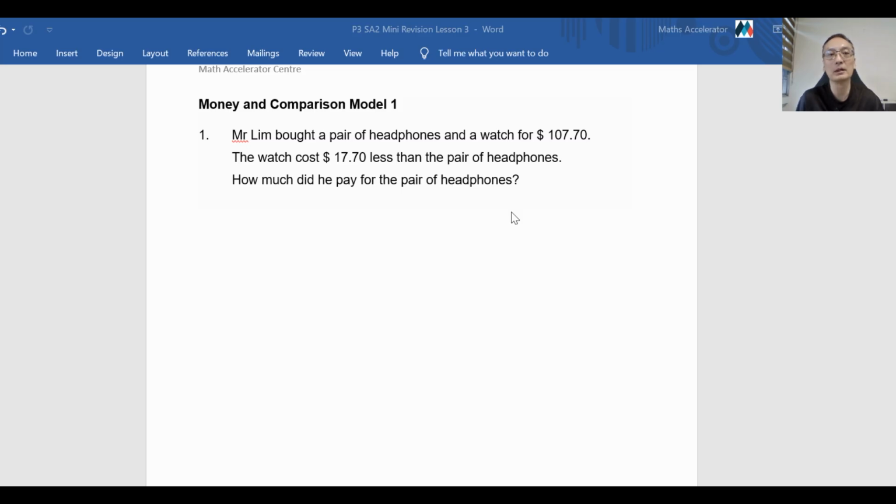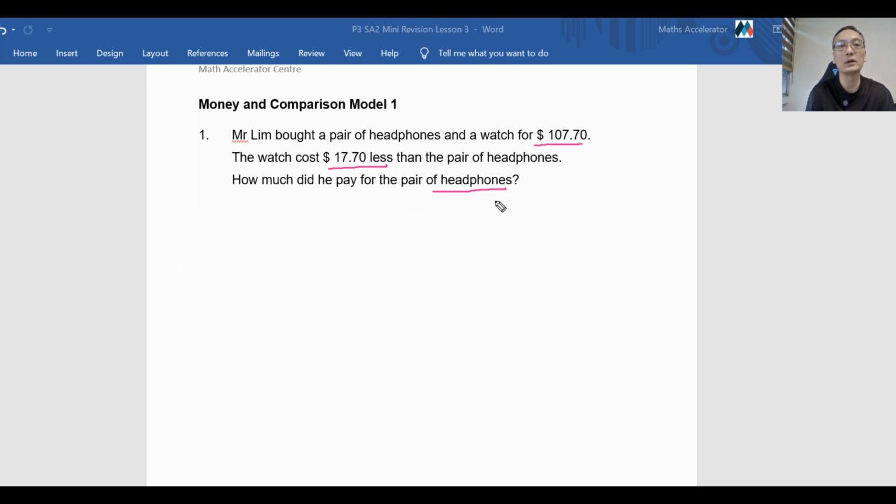Mr. Lim bought a pair of headphones and a watch for $107.70. The watch cost $17.70 less than the pair of headphones. How much did he pay for the pair of headphones? Okay, remember after reading the question, we need to highlight the keywords. So the keywords will include the total, and here's the comparison of the watch and the headphone. And we need to find out how much he paid for the pair of headphones.